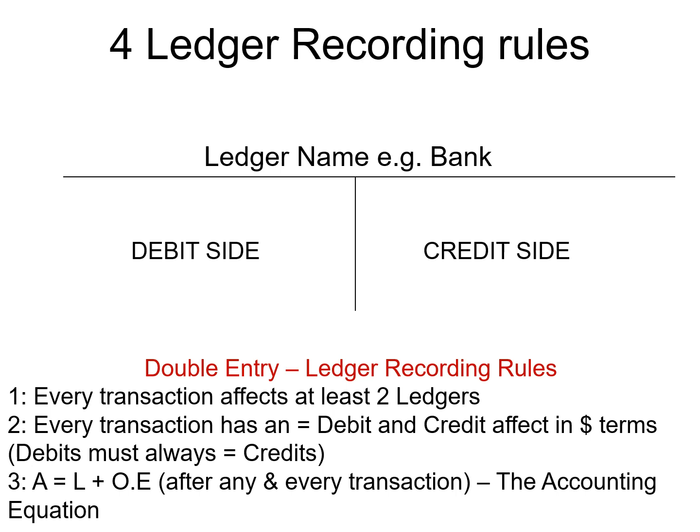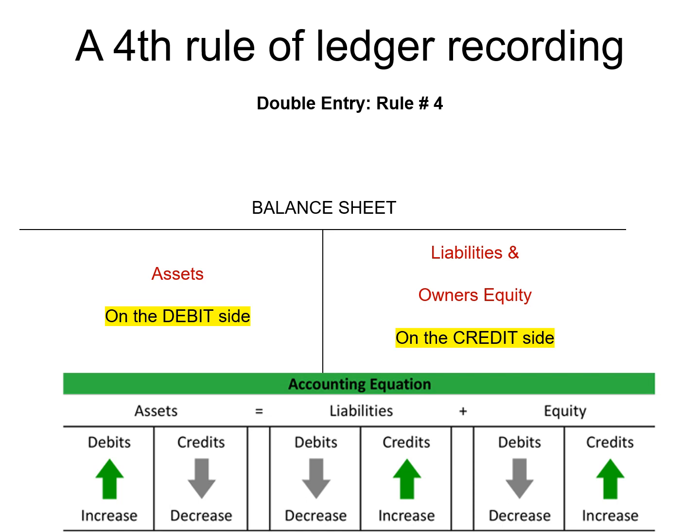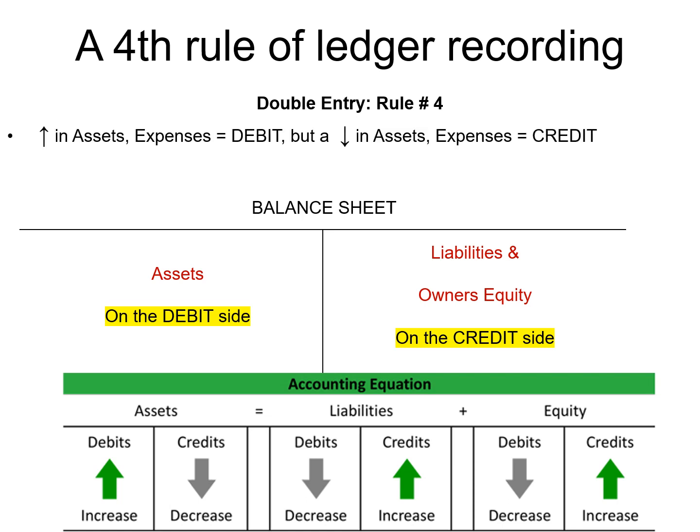The assets will equal the claims on the assets, both internal in terms of the owner's equity and external in terms of the liability. And a 4th rule, the hardest one to remember, is when do we debit and when do we credit? So when we have an increase in assets or expenses, that will be a debit entry to that ledger. And when we have the opposite, we'll do a credit entry.